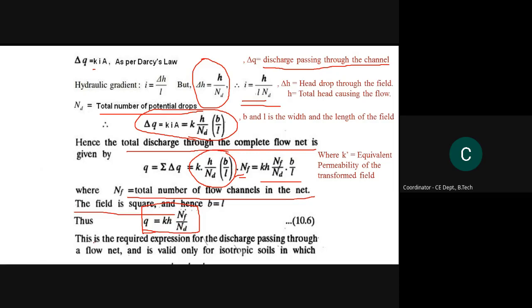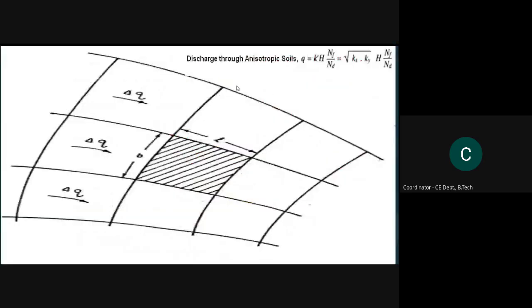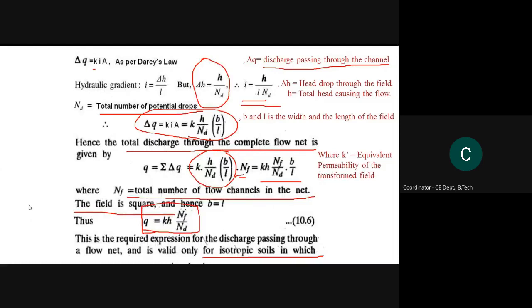This expression is valid only for isotropic soil. In the assumptions we have already studied this. If Kx and Ky are similar, meaning the equivalent permeability of this field is similar along the y-axis and the x-axis, in that case only this expression is valid.